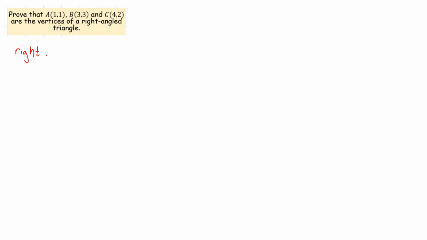To have a right angle between 2 lines, I'm going to consider the gradients. If I take 2 of the gradients, let's just call them M1 and M2, and take the product of those, they should equal -1, and this shows that they're perpendicular. So I'm just going to take A, B, C and work out the gradients of each of these.